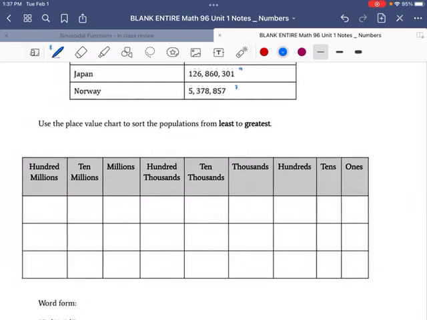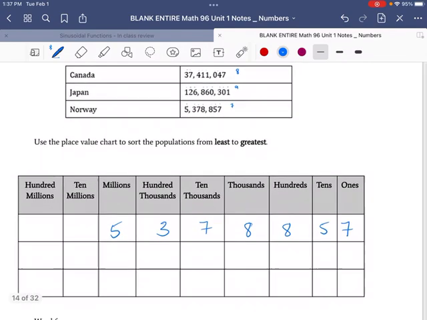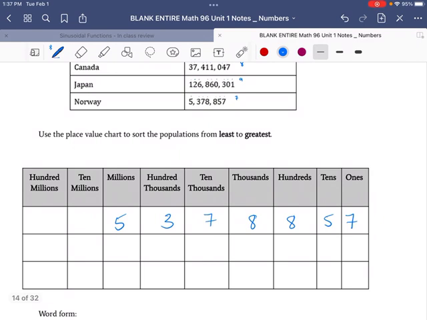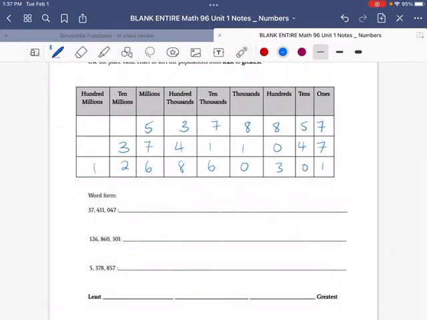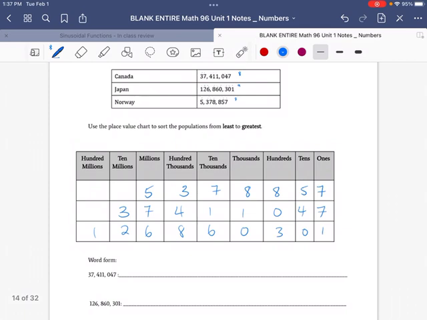Starting on the right, let's backward fill it in. Okay, and then Canada would be next. So Canada is 7401147, and then finally Japan, which has a whole bunch of people. Okay, so we've filled it in. We see that Norway, Canada, and Japan.